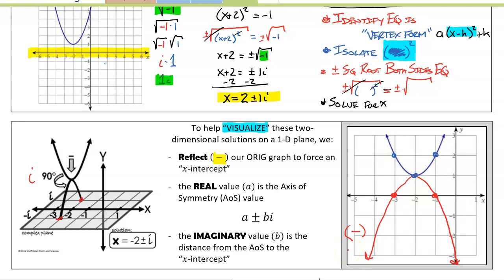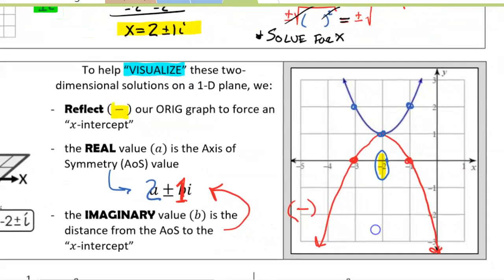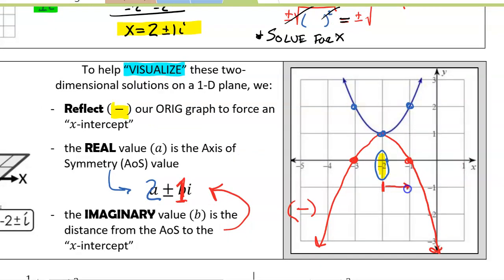Now, this answer that we got, negative 2 plus or minus 1i, the 2 portion of our answer, which is the real value, is just a value of 2. It's just the center of our graph, or our axis of symmetry. The imaginary portion of our answer, in this case 1i, that 1 is represented not on the x-axis, but it's actually just the distance from the middle of my graph to the x-intercept that we've just generated.